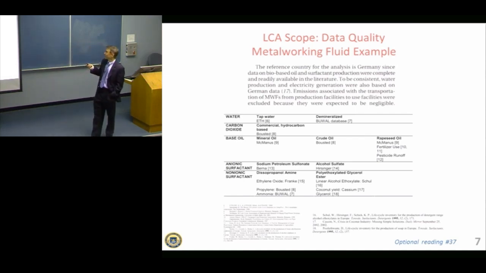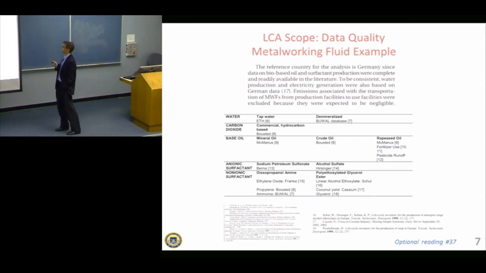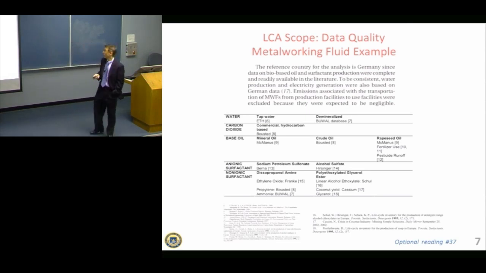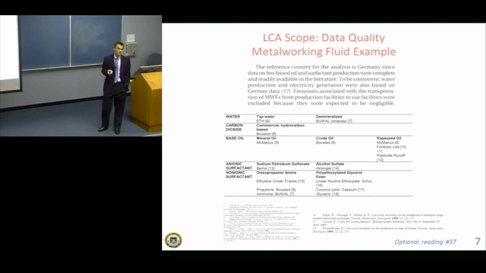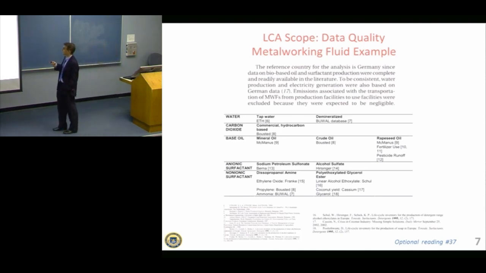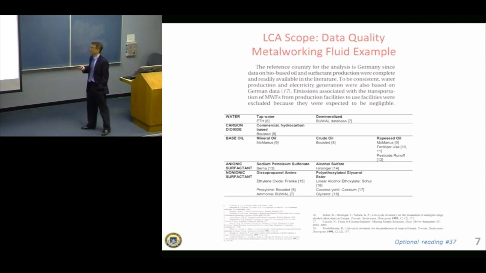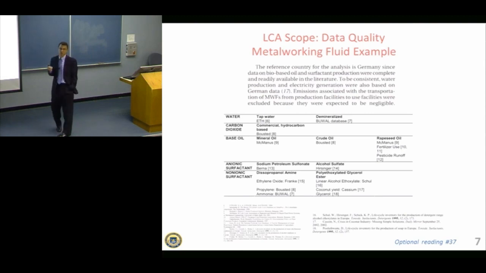The reference country for the analysis is Germany, since data on the bio-based oil and the surfactant production were complete and readily available in the literature under a German scenario. Therefore, to be consistent, water production and electricity generation were also based on German data. Here we are in Ann Arbor doing this study, and we used a German perspective so that it would be internally consistent. Emissions associated with the transportation of metalworking fluids from production facilities to use facilities were excluded because they were expected to be negligible.